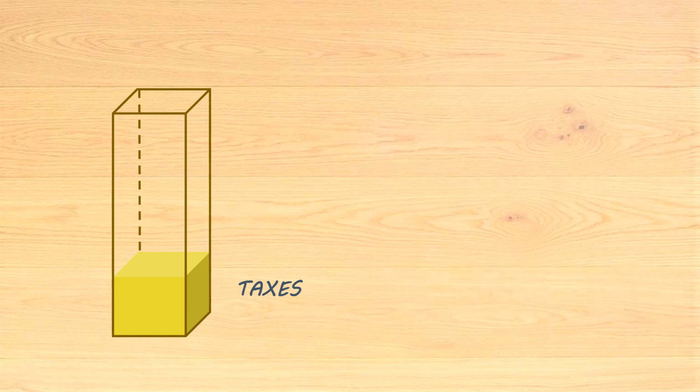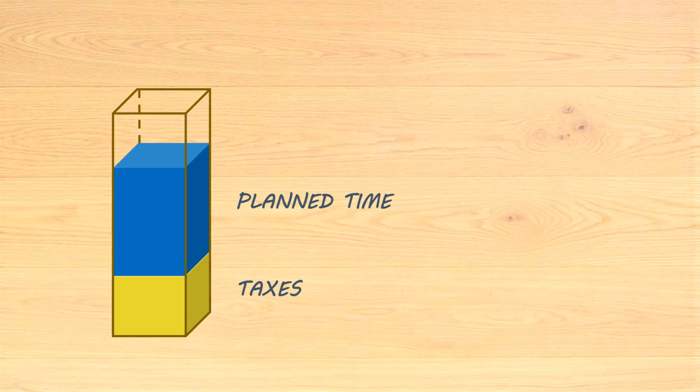The second element is planned time. This is the time that the team will use to build the backlog items required to reach the iteration goal. Your team definitely wants this element to take most of the allotted time.